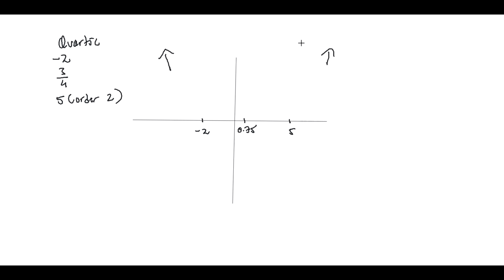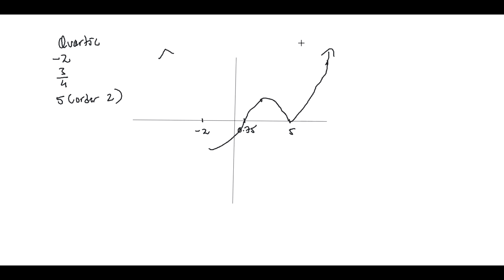Step 2, just end behaviors. Where do you start? Where do you end? Finally, just connect the dots. At -2, there's a single root. At 3/4, there's a single root. How many roots are there at 5? 2. Double root, right? What does double root mean? Boom. And you're done. Okay, easy as that. Nothing fancy going on here.